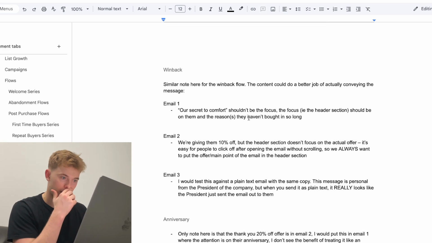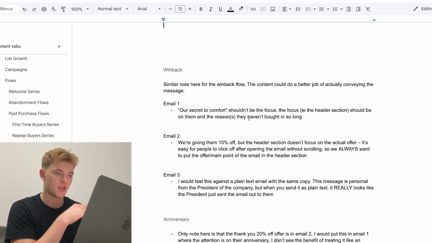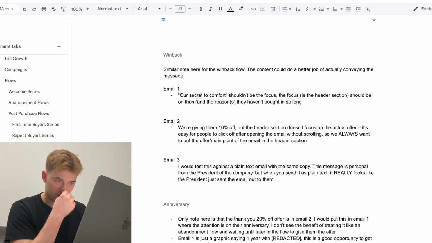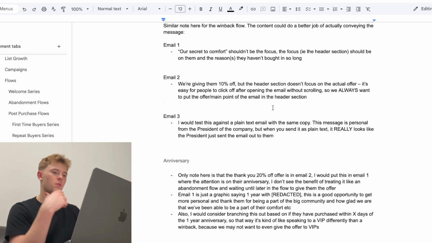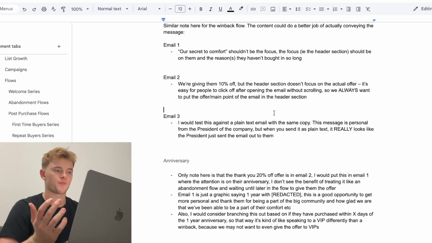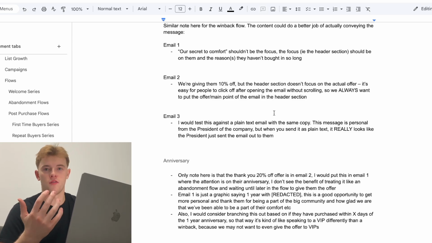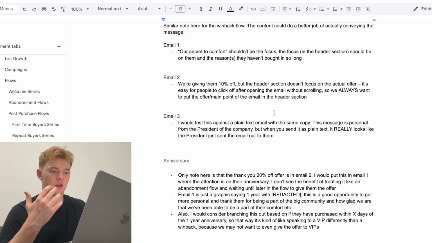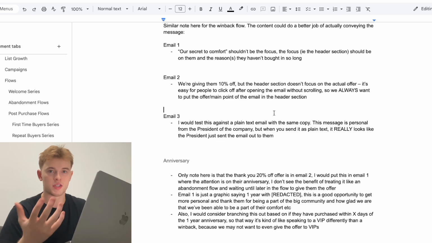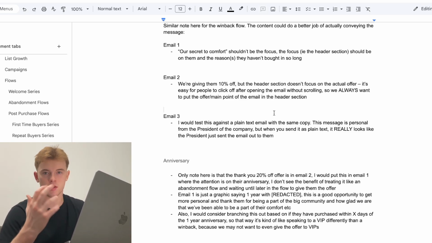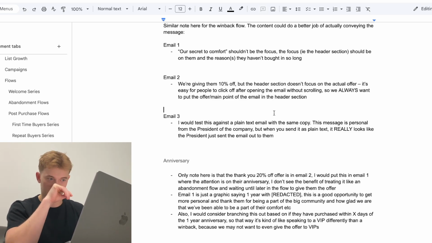Now, customer win back, this had very similar notes to the re-engagement flow, but I just thought the content could do a much better job of actually conveying the message. So email 1 here was about their secret to comfort. I don't see why that would be the focus when you're trying to win back a customer. The main message of all this was, why not make the focus of each of these pieces of content the reasons someone would not buy again? Those are the things we want to attack here, not some small little catchy headline that doesn't really engage anybody.